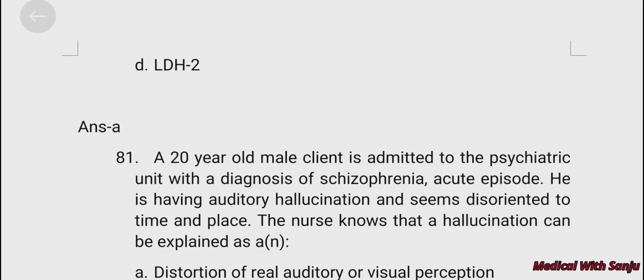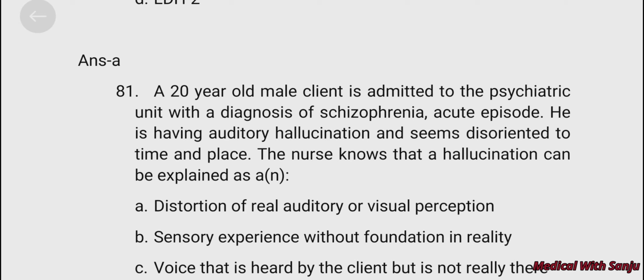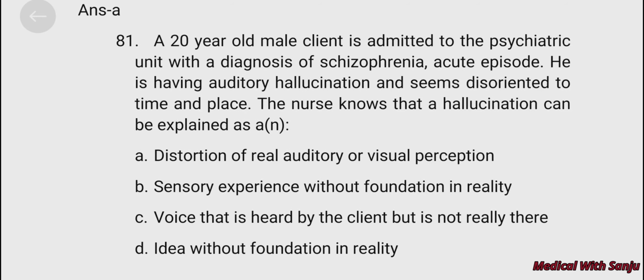Question number 81. A 12-year-old male client is admitted to the psychiatric unit with a diagnosis of schizophrenia, acute episode. He is having auditory hallucinations and seems disoriented to time and place. The nurse knows that hallucinations can be explained as option A. Distortions of a real auditory or visual perception. Option B. Sensory experience without foundation in reality. Option C. Voice that is heard by the client but is not really there. Option D. Idea without foundation in reality.